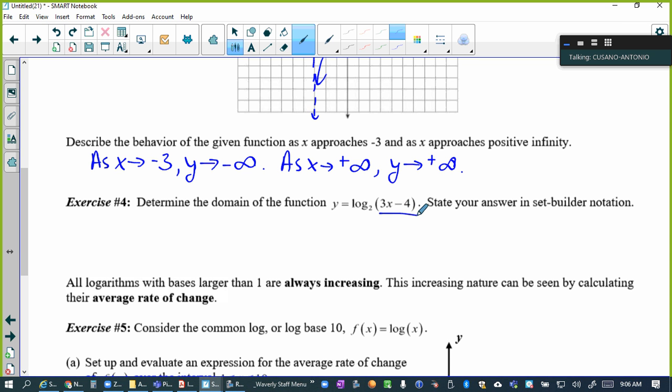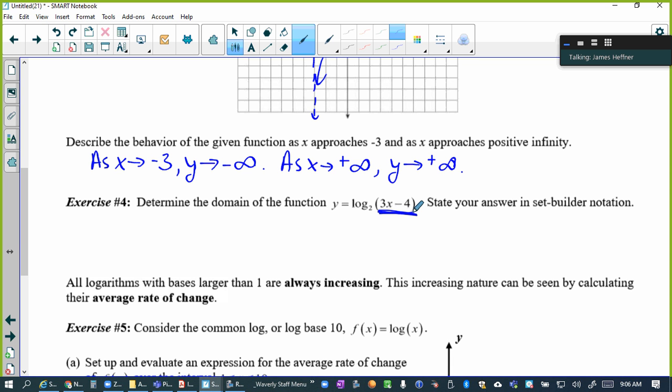You cannot log the x. You cannot take the log of 0 or a negative number, right? So whatever is in here has to be greater than 0, positive. So that's the way you find the domain here.